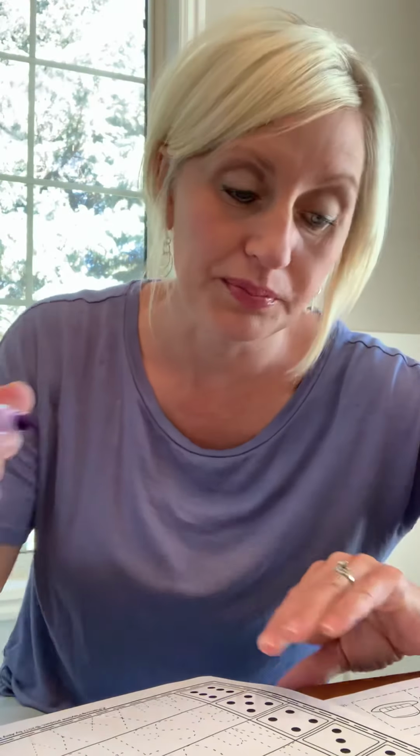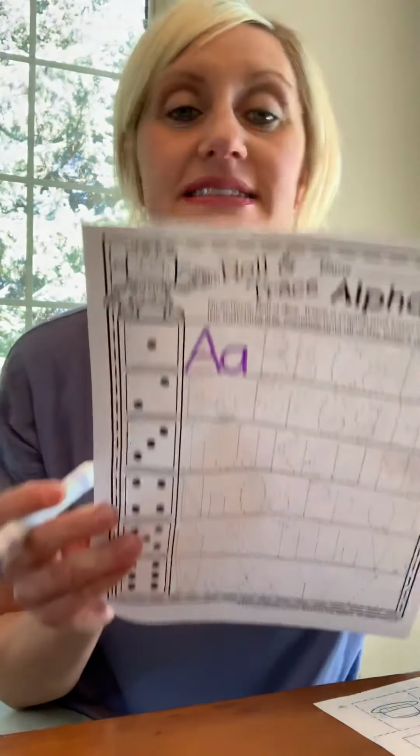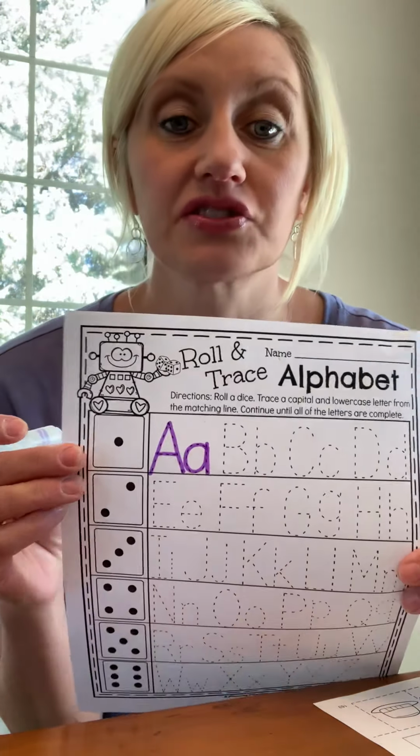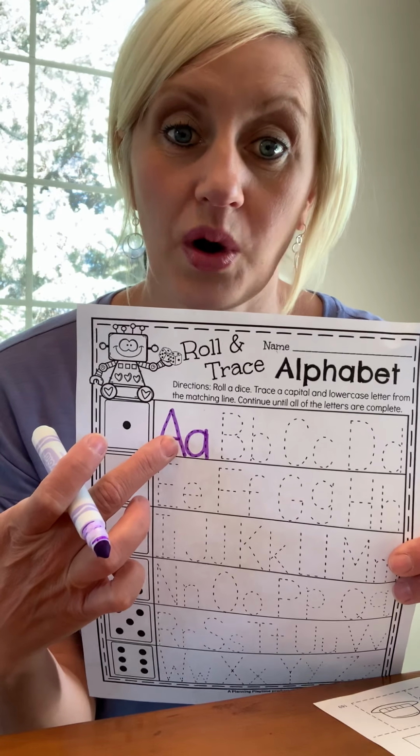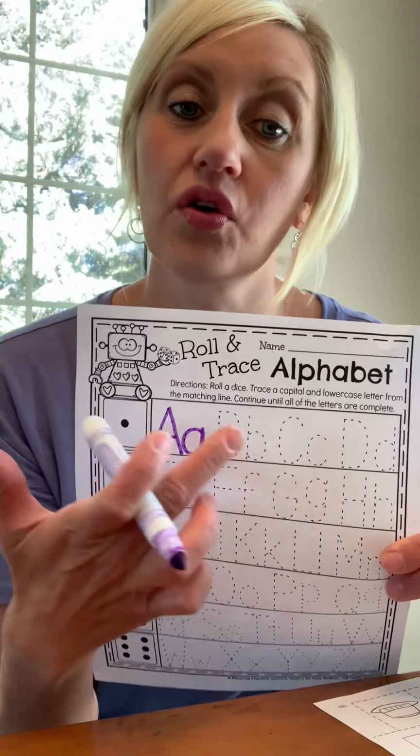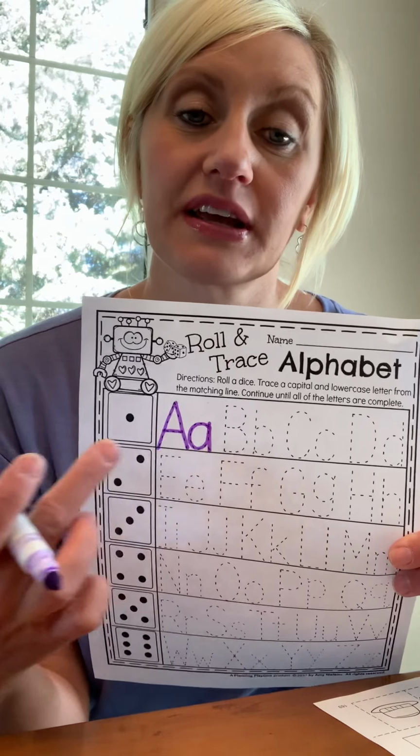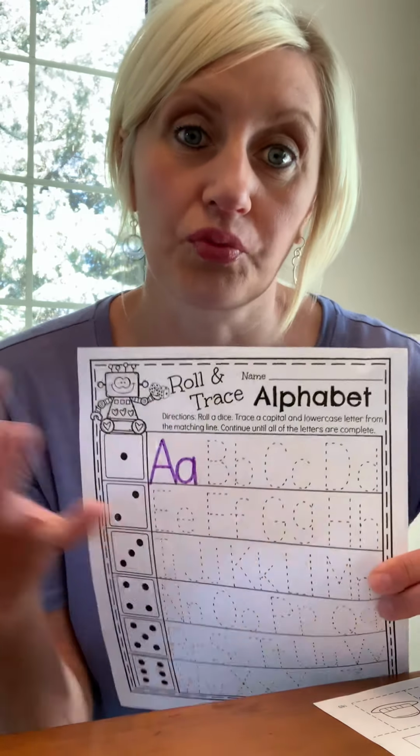So Miss Kim rolled the number 1, so I am going to trace the very first letter of the alphabet, which is A. And what does my A say? It says A. Okay, so you decide if you want to trace one letter or the letter group together, or if you want to do the whole row so you don't have to roll the dice a lot.